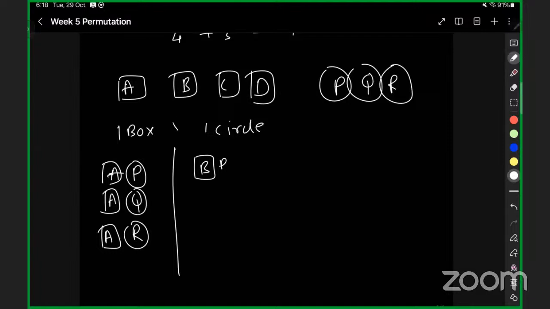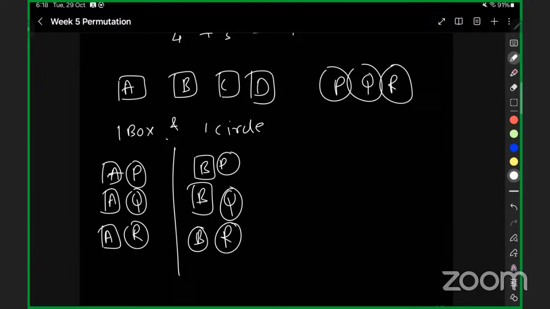So "and" is important here. What we can do is I can choose for the first box A, let's say, and I can choose with A again P, Q, or R, any of them. And same thing I can do with B also. So let's say I choose B box and P circle, then B box again and Q circle. Yeah, this is the multiplication rule.